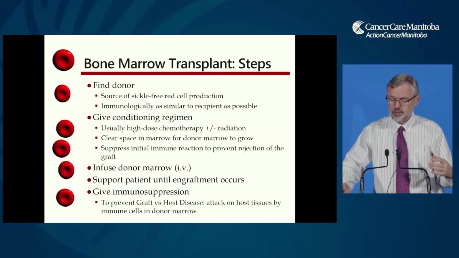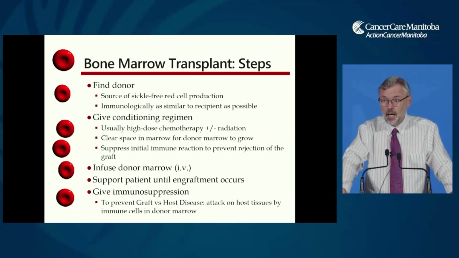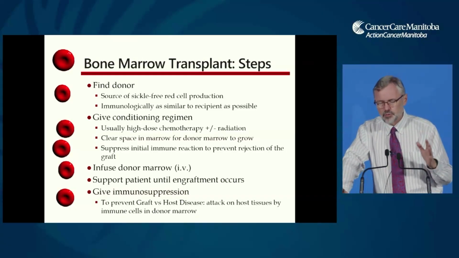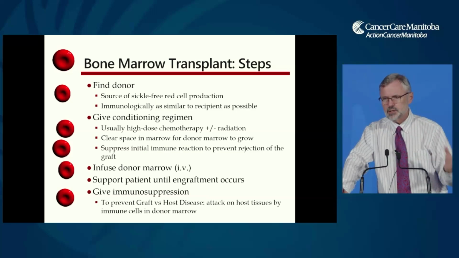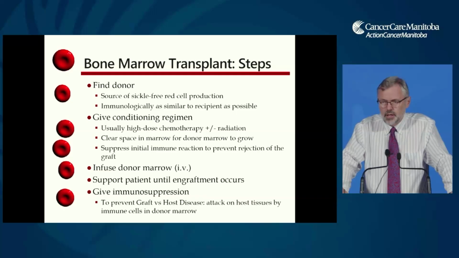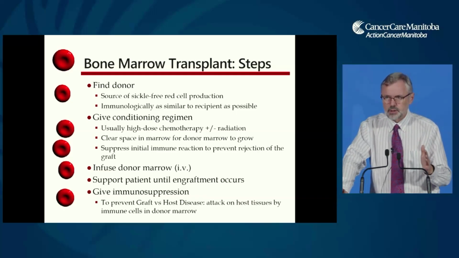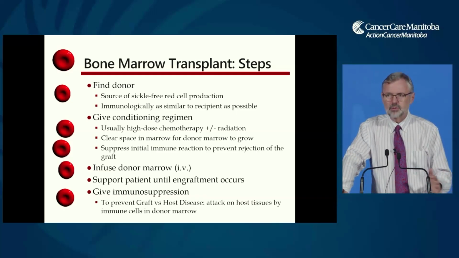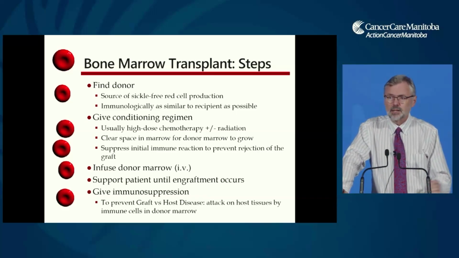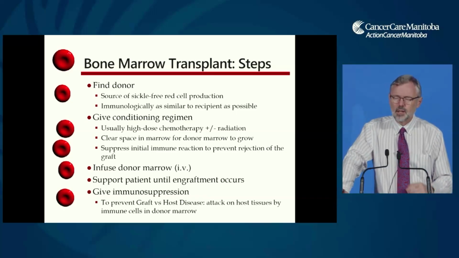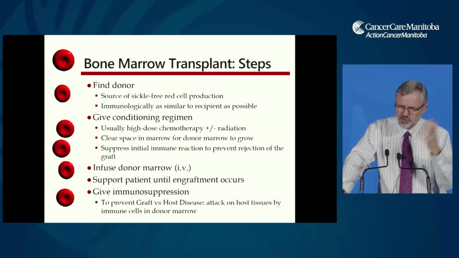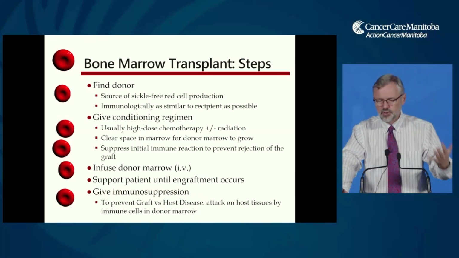And the donor obviously has to be somebody who doesn't have sickle cell disease and should be as immunologically similar to the recipient as possible to prevent immune reactions between the host and the donor immune system. You have to then give a conditioning regimen to clear out the patient's sickle-producing bone marrow, because you want to get rid of that, and to make room for the donor marrow to grow. And that conditioning regimen also has to suppress the recipient's immune system so it doesn't reject that donor marrow. Then you infuse the marrow.